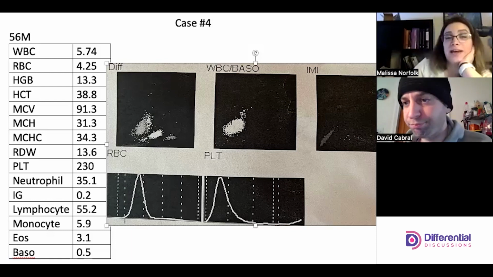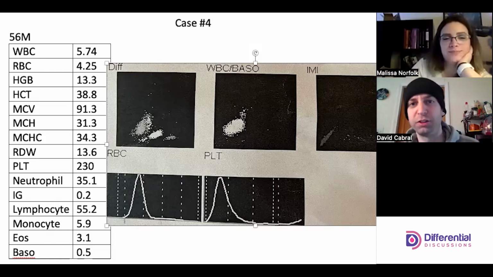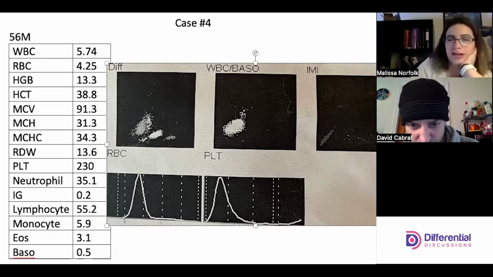Where are you seeing reactive lymphocytes? Oh, sure. Let me grab my annotation. Is it under like whiteboard? No. It's just under annotate. There it is. Okay.